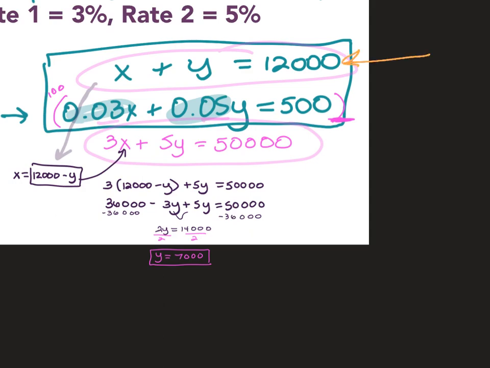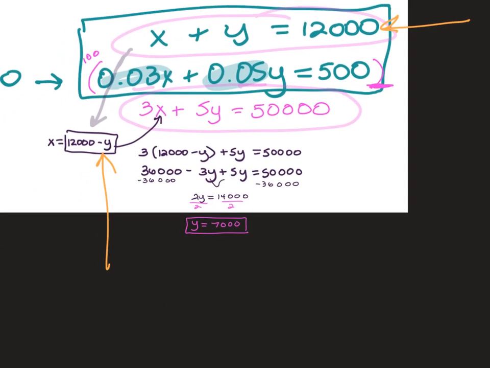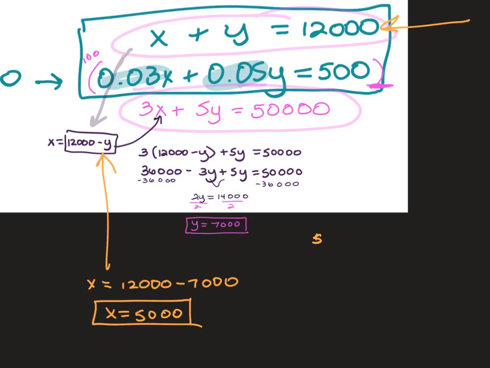I'm going to plug it back in. Actually, I'm going to plug it back in here where it's easy. And there's my X. So when you write these, you will indicate the interest. So you're going to invest $5,000 at 3%, and you're going to invest $7,000 at 5%.